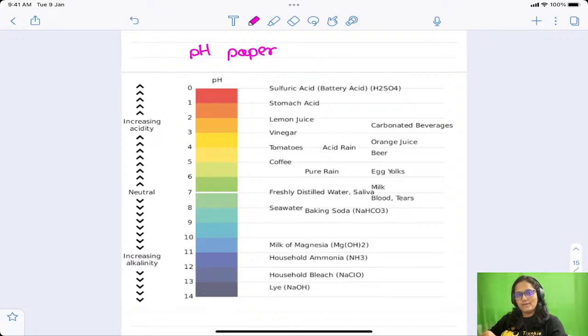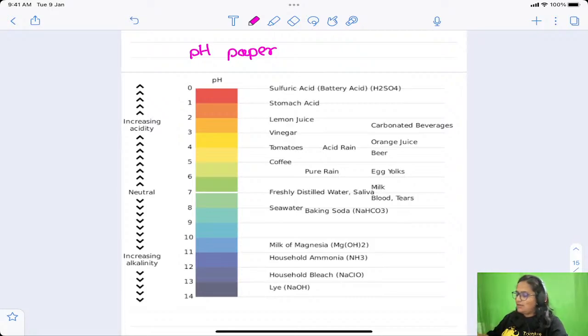So in case of litmus paper or turmeric paper, we will get only qualitative result. That is, we will get whether the substance is acidic or not, basic or not. But in case of pH paper, we will get the idea about the pH range, right? That is, by using the pH paper, we will get whether the pH is between 0 to 1 or 1 to 2 or likewise. So therefore, pH paper is really very important for determining the strength of acid and strength of base also, right? So you can see different colors are there.